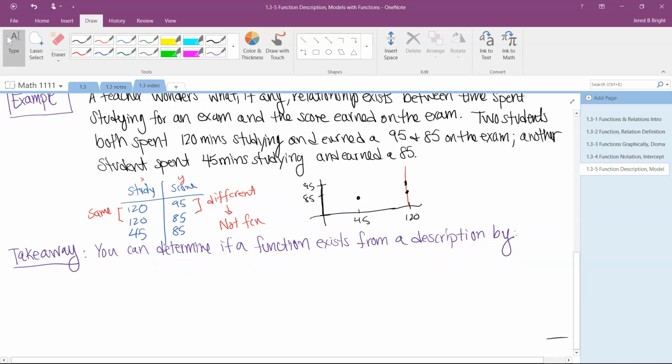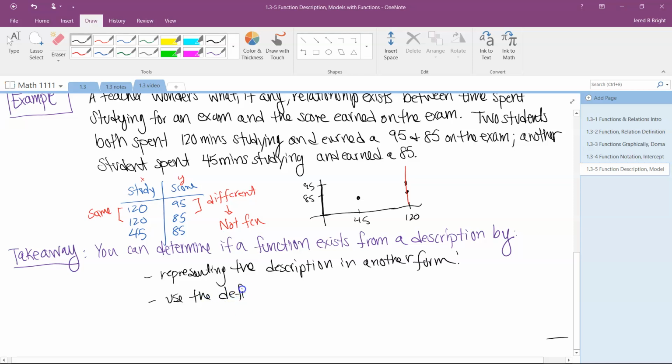We can determine if a function exists from a description by representing the description in another form. So look at a table, look at an equation, look at the graph, okay? Or, as we did in the table, just use the definition. So for every x, there's exactly one y.